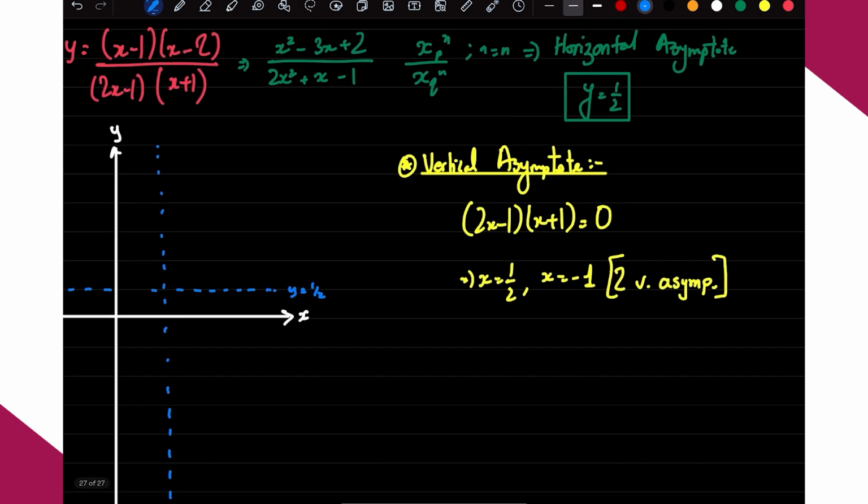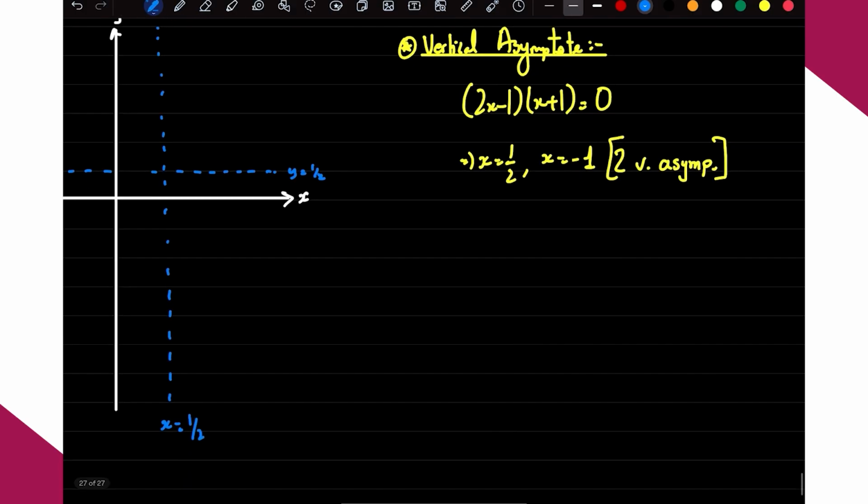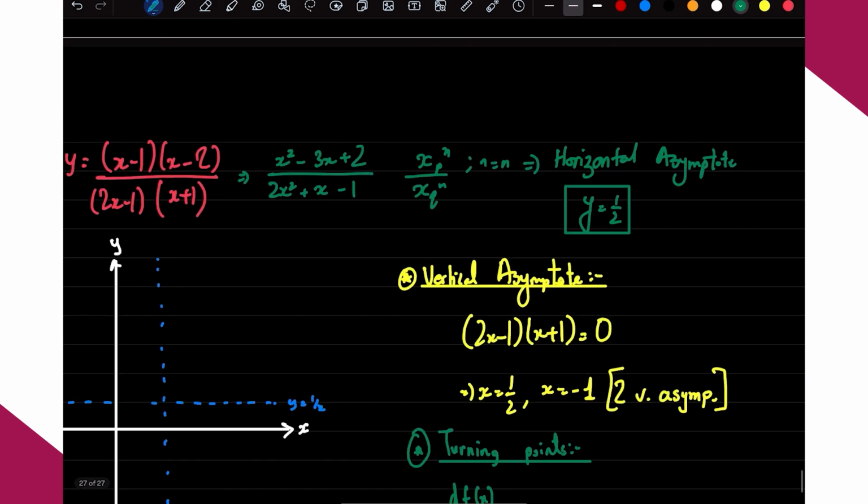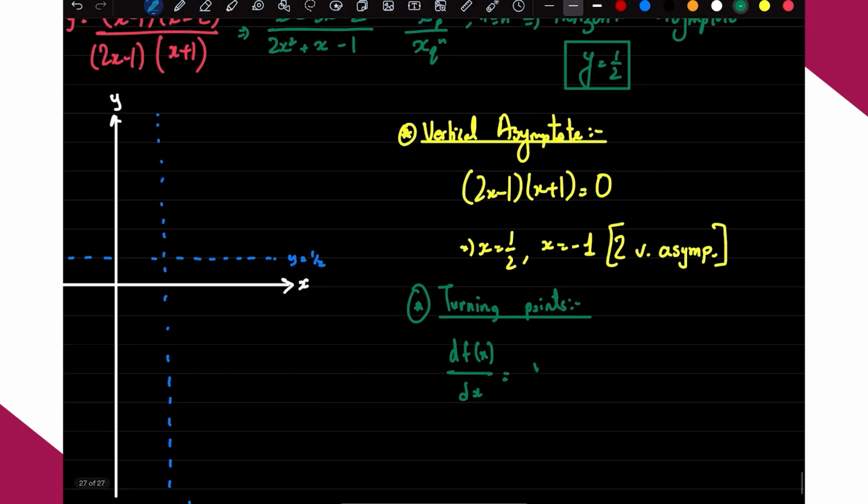Well, what we want to notice here is that the graph is going to have turning points. So let's first find the turning points. To find the turning points, we need to do d f of x by dx, right? That's the rule. So we need to go ahead and use the quotient rule, so that's going to be vu prime minus uv prime over v squared.